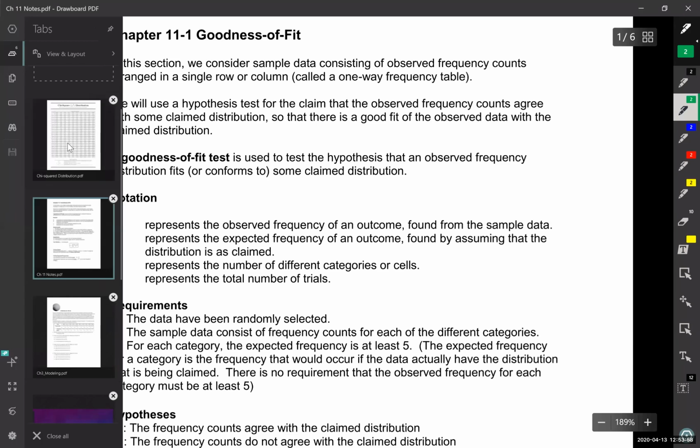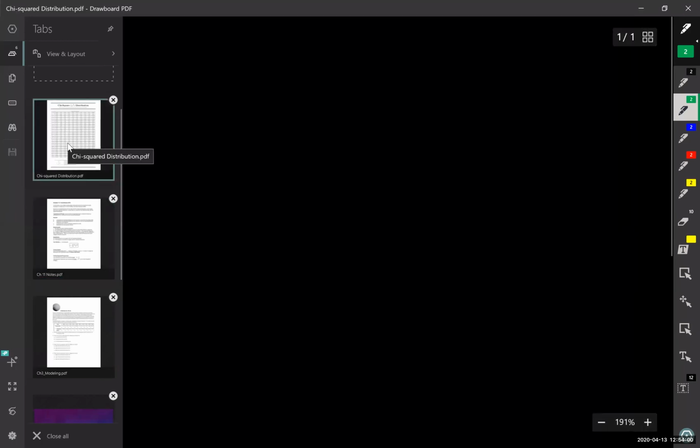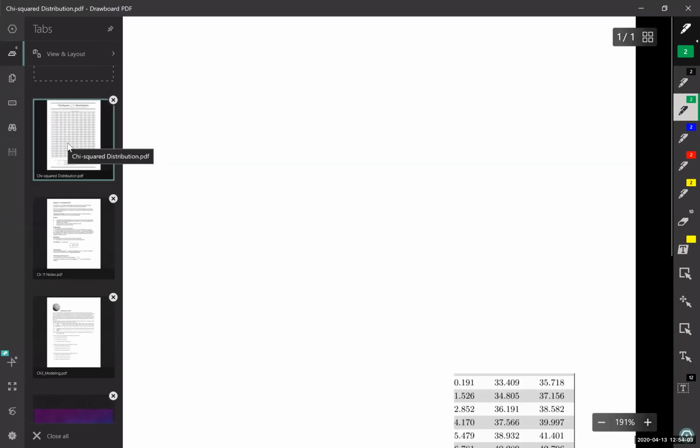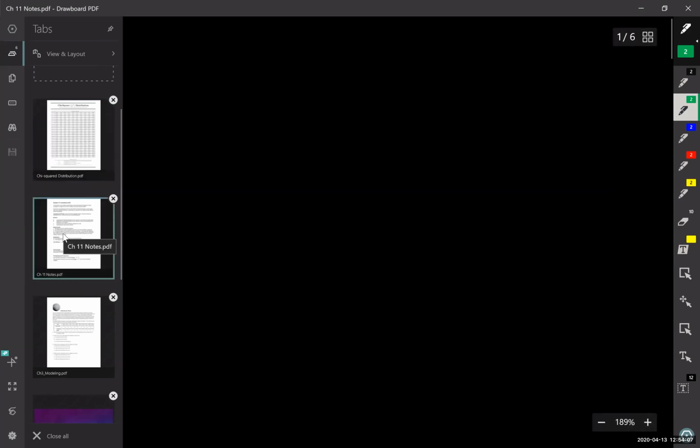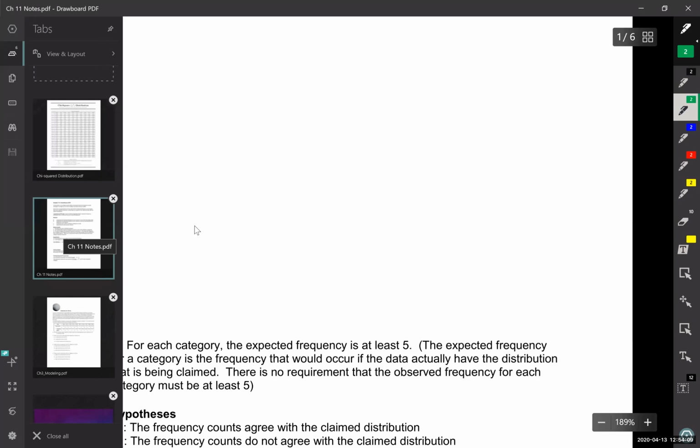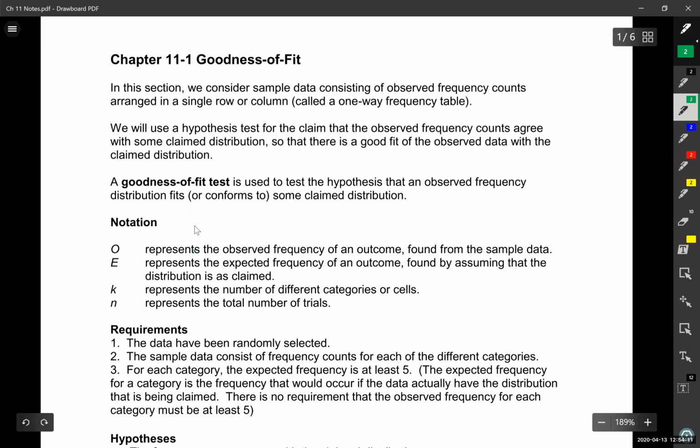They'll just look similar in that there'll be lots of calculations and then we will write a conclusion at the end. So you should have your 11-1 notes with you. And also, along with these notes, at the very end of the notes, there's a new table. And this is the chi-squared table. And so this should be on the last page of your notes. But we don't need it right now. Right now, we'll just start with 11-1, goodness of fit.